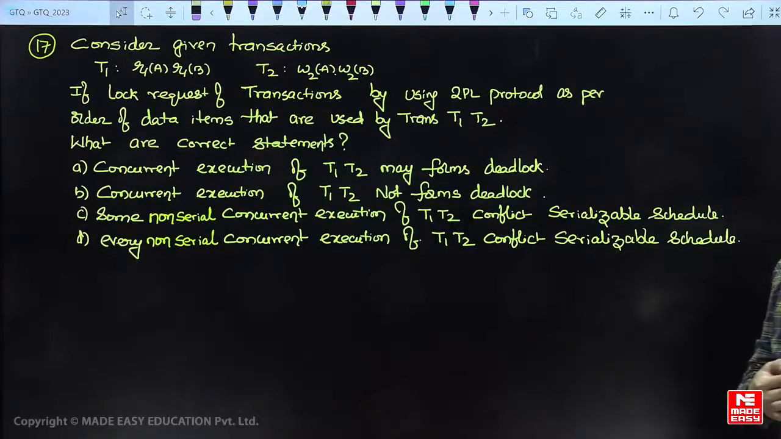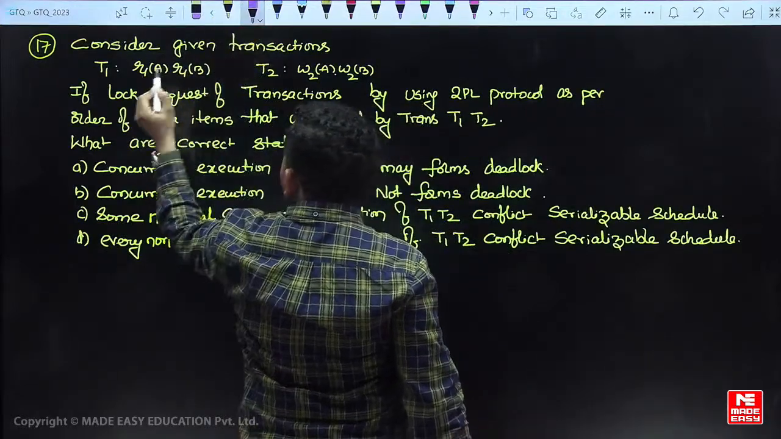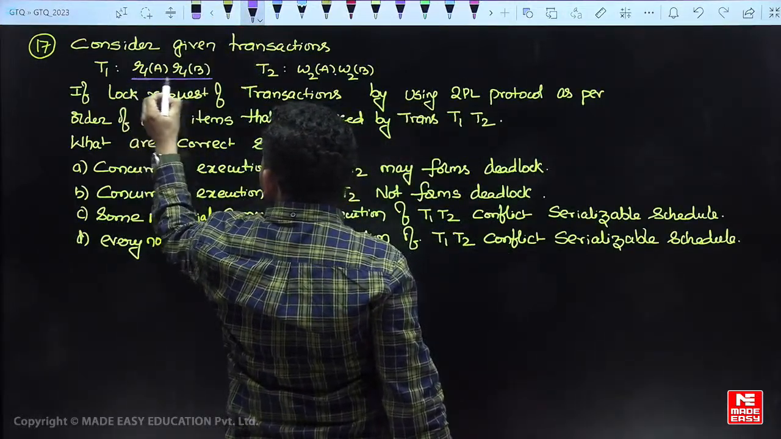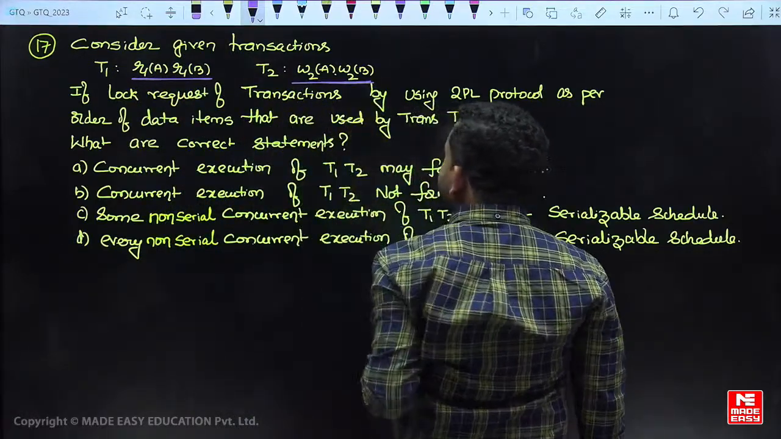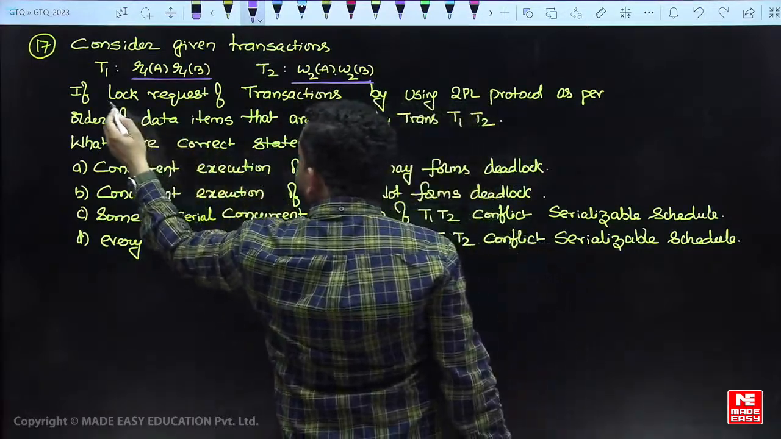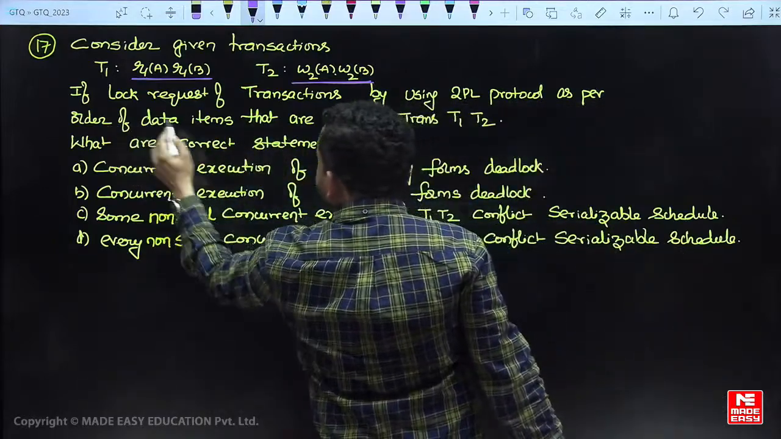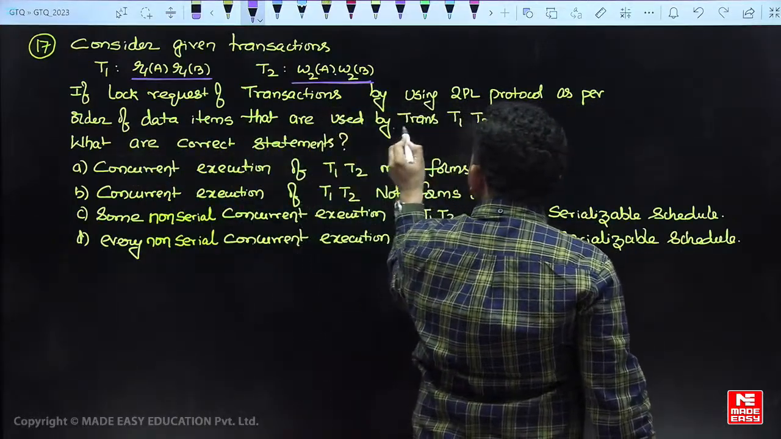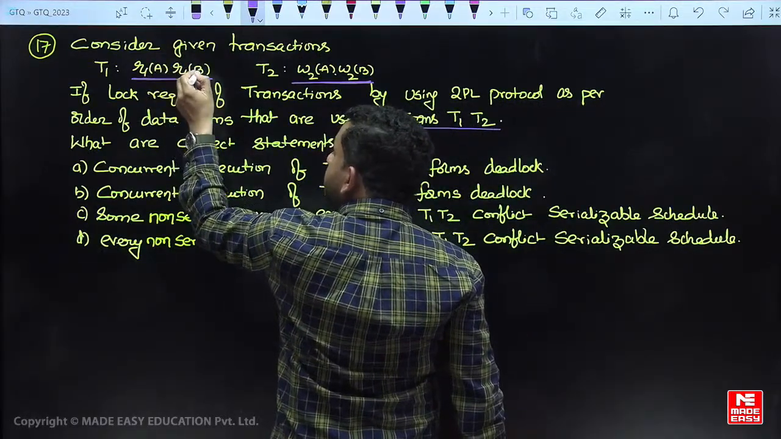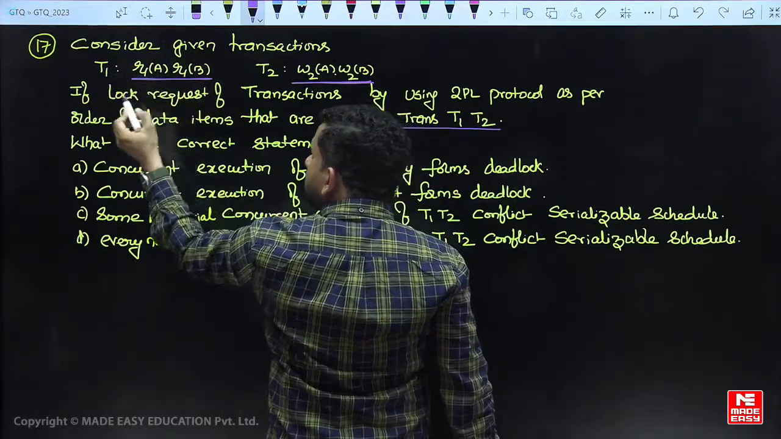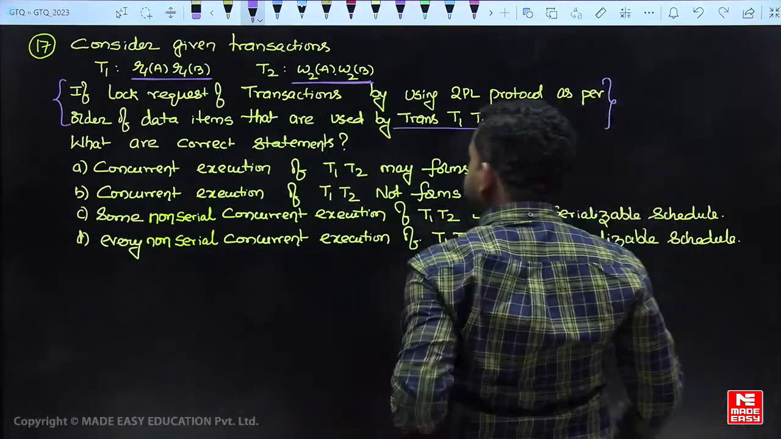Try this one. Two transactions are given. First transaction: read A, read B, write A, write B. The second transaction also: read A, read B, write A, write B. Lock requests are made using the 2PL protocol as per the order of data items used by the transaction. It means A is used first, so A should be locked first, then B is locked. So lock ordering is as per the requirement of the transaction.